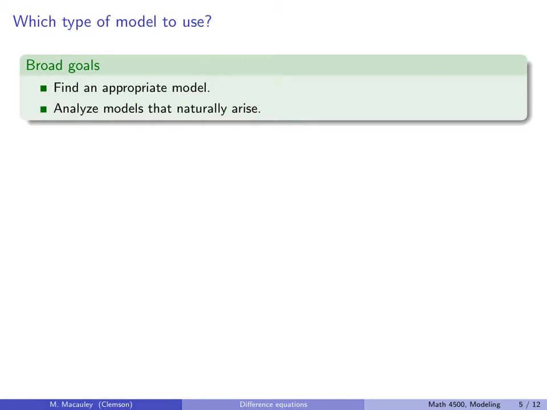So a natural question to ask is, which type of model do we want to use in a given situation? Our broad goals are to, given a situation that we want to model, find an appropriate model. We first have to decide generally, are we going to use a Boolean model or a differential equation or a difference equation? But once we decide that, then we still have to design the actual quantitative model. And then once we have a model, we want to know how to analyze it.